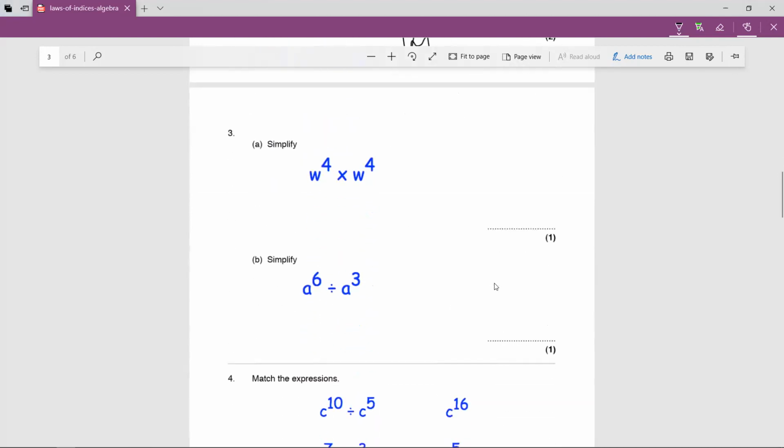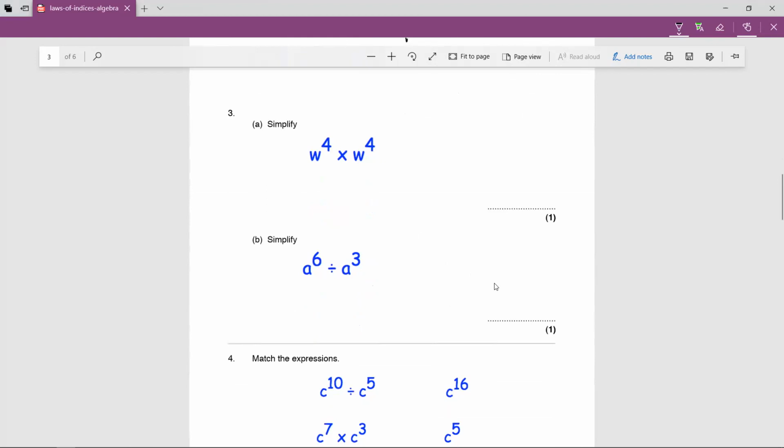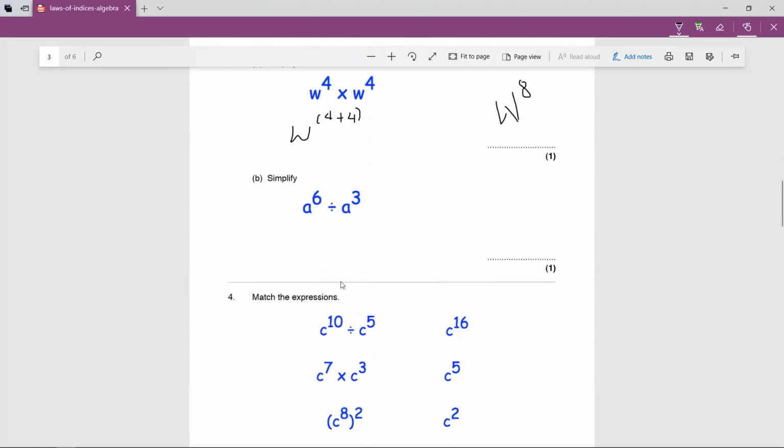All right, let's move to number 3. Now, you can always test yourself by simply pausing this video a little, and then you try number 3, and then you resume the video and check if you get the same answer. So w power 4 multiplied by w power 4, we'll have w 4 plus 4, because that's a multiplication right there. That means our answer is w power 8, because 4 plus 4 is an 8. A power 6 divided by a power 3, that's a division, so our powers will be subtracted. We'll have a power 3.